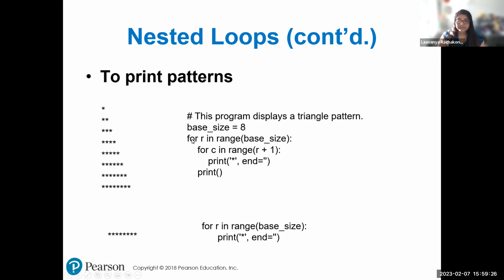Towards the end, you are checking if R value has any more values. After 7, as there are no more values, the loop will terminate and this will be your output. So if you just want to print this, you can just say for R in range, print symbol.